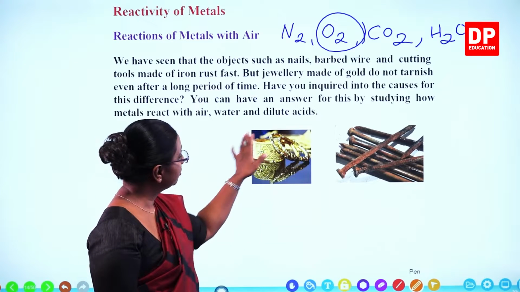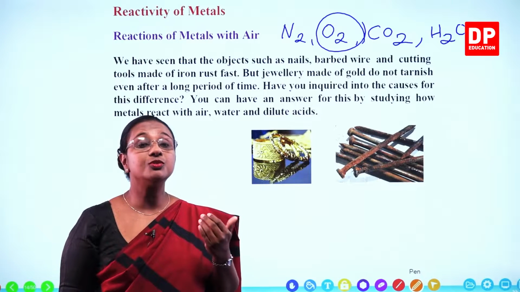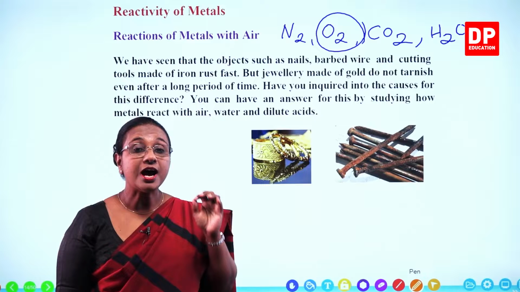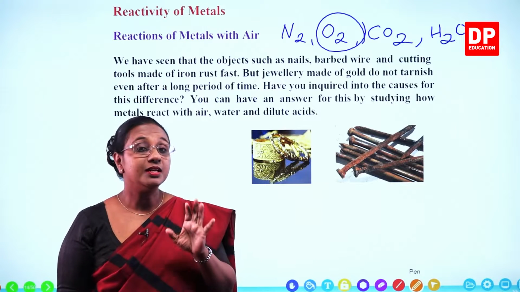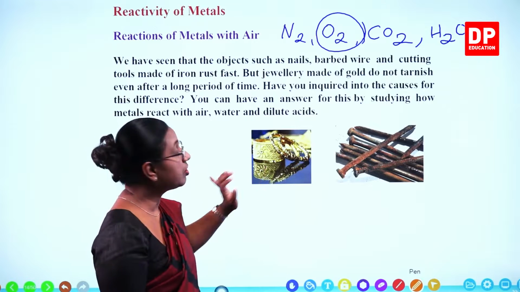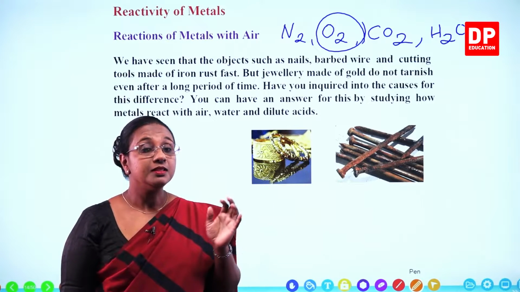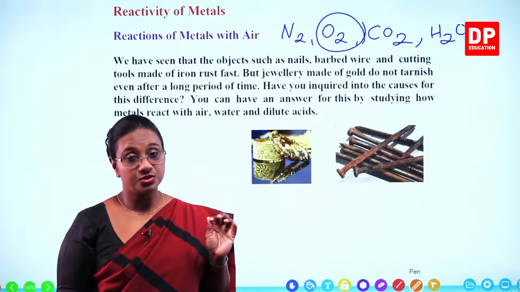But if you look at gold, it is the same way. That's why we mostly use gold jewelry. So their shine is not lost. The lustrous nature of metals is not lost for gold. Same goes for metals like platinum. Their shine is not lost.